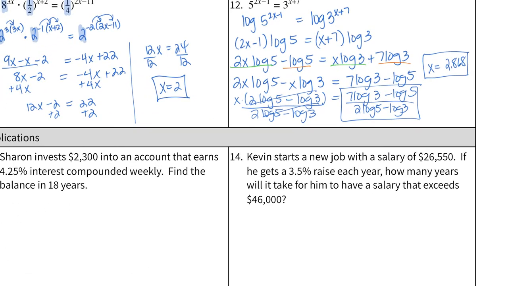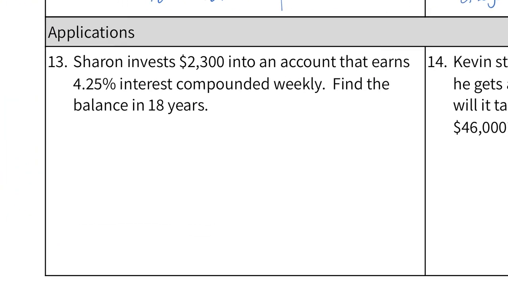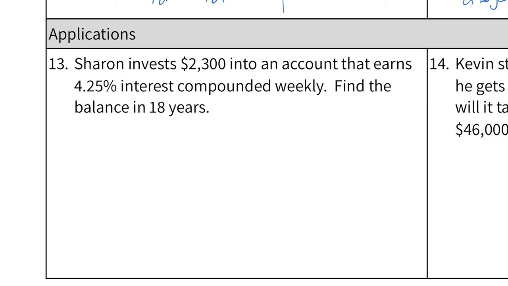Okay, and then last but not least were our word problems. So Sharon invests $2,300 into an account that earns 4.25% interest compounded weekly. Find the balance in 18 years. So since it's compounded weekly, we know that N is going to be 52 because there's 52 weeks in a year. 18 years is our time. This right here is our rate. And this is our initial amount that we put in, so our principal.